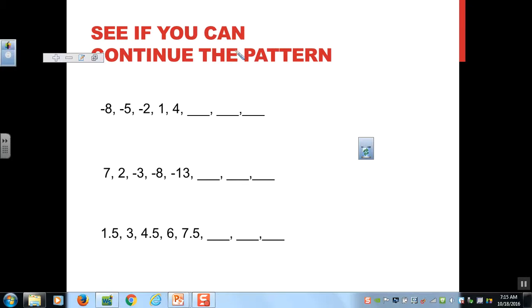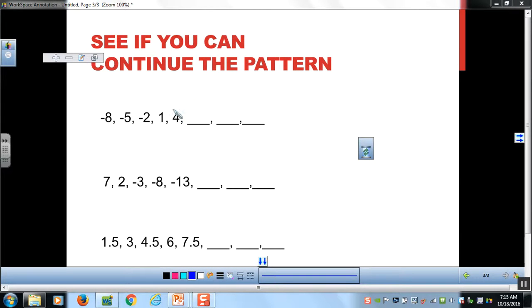All right, so I'm going to do the first one here with you. What we want to do is also be able to take this and extend the pattern. So when I go from -8 to -5, I went up 3. And when I went from -5 to -2, I went up 3. And from -2 to 1, I go up 3. From 1 to 4, I go up 3. So then what we want to do is repeat this pattern to fill in the next 3 terms. I'm just going to keep adding 3, and there's my guy.